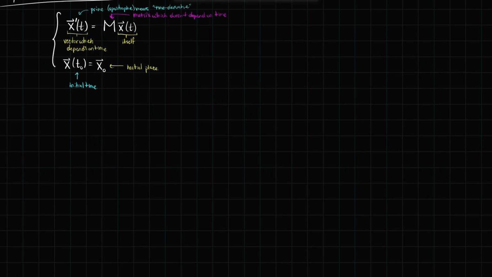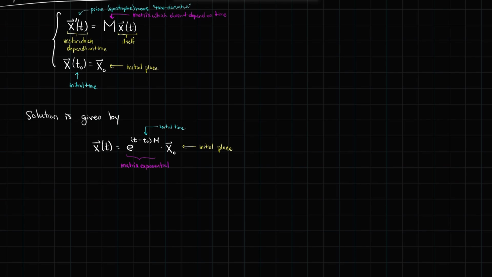So the solution is not even that hard. The solution is given by x vector of time equals e to the t minus the initial time of the matrix. So there's my matrix exponential showing up. And then this is a matrix multiplication on the vector, which is your initial vector. And so here's the initial time, the initial place, and the matrix exponential. And then your solution, of course, is just the object, the vector which evolves over time that results from all of that.